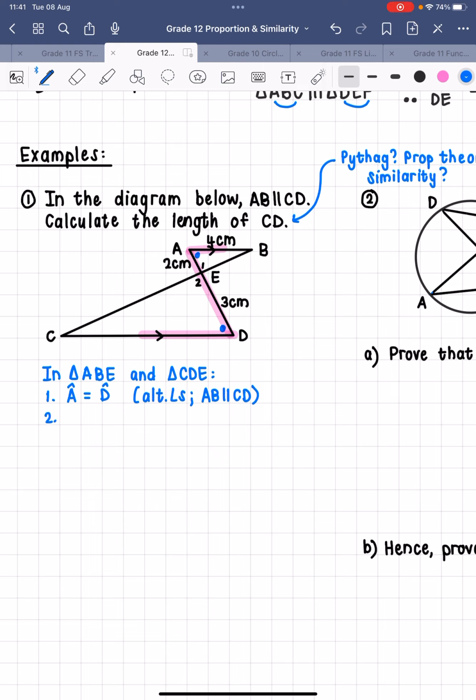Okay, next we have another Z shape there, right? With angles B and C. So angle B is going to be equal to angle C. Again, because of alternate angles, so we're going to say B equals C. Alt angles, and again, because AB is parallel to CD.